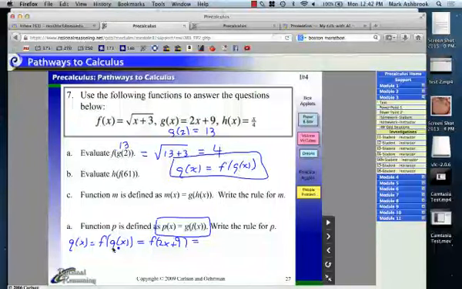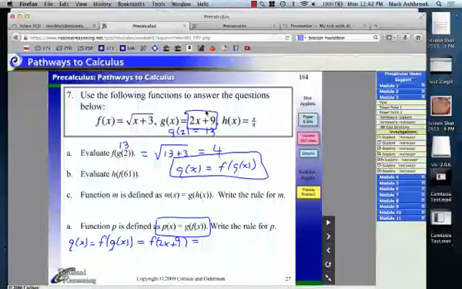Okay, so that first step, f of g of x, is to put the rule for g in as the input of f. That's what that's saying. Take the output of g, make it the input of f. So the output of g, when the input's x, is 2x plus 9. There's the output. So we can now put it in as the input of f.